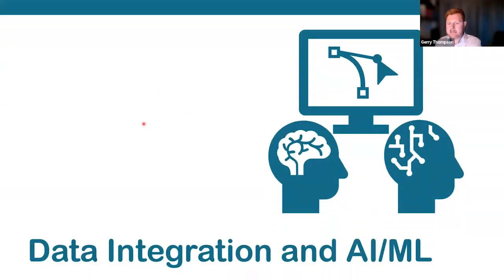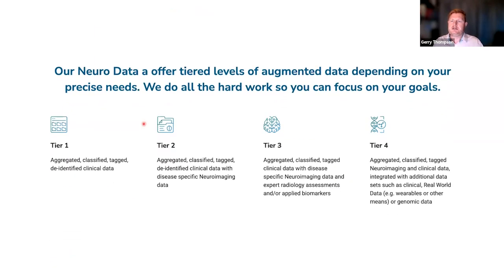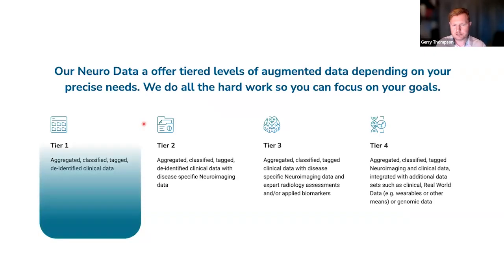So how do we take this? There's a data integration and there's an AI and machine learning aspect to this. And that's where the QMENTA Neuro data services can come in handy. So that's sort of tiered levels of data augmentation depending on what your needs are. So we've got tier 1, which is just a bit bucket essentially. You've got the aggregated data, it's de-identified, and you can classify it and tag it.